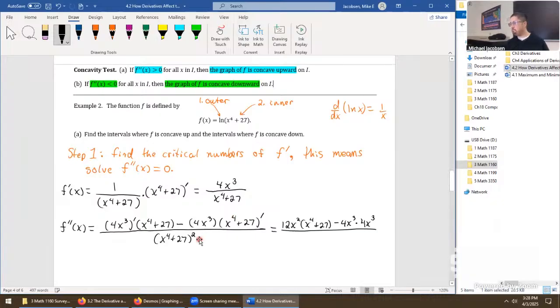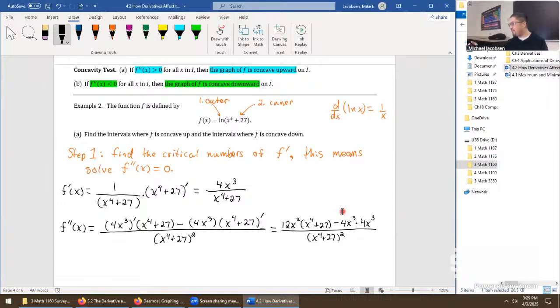And denominator, no change. Yeah, I miscopied it for a moment there. X power 4 plus 27 squared. Now, if we were in chapter 3, I would have given full credit to that. In fact, I did that on a couple exams on exam 2. But in chapter 4, that's not good enough for us.